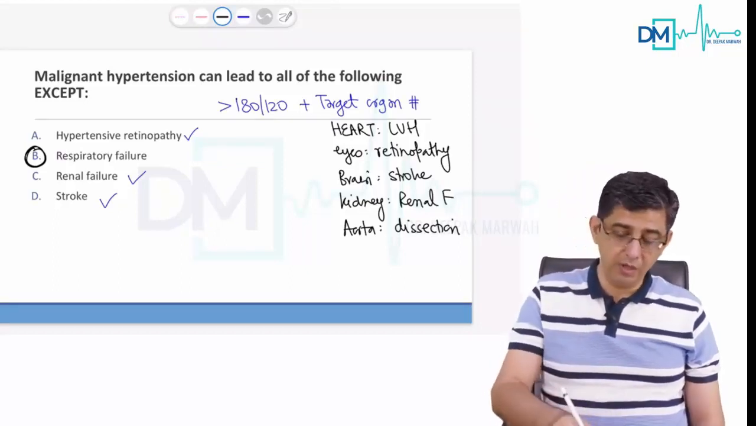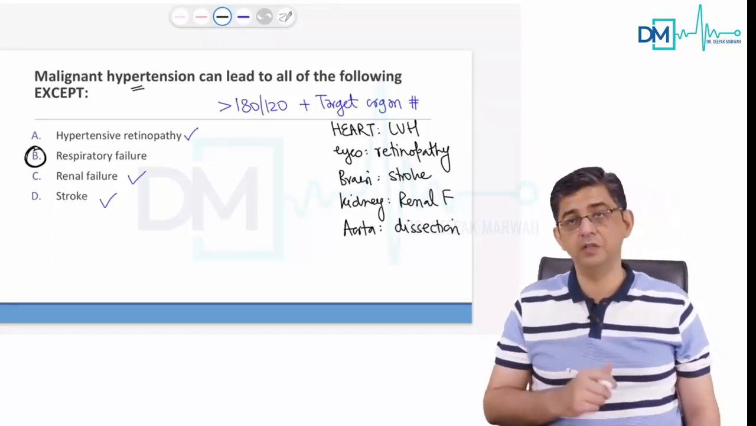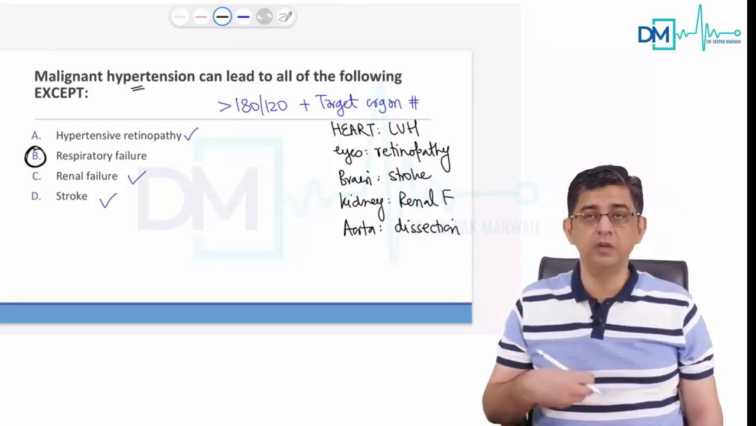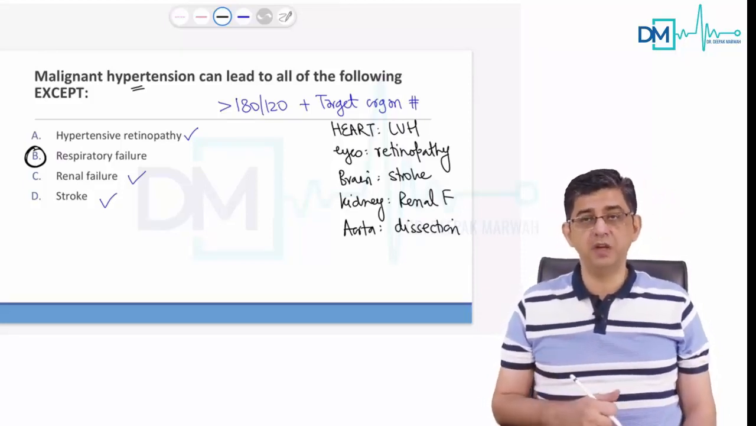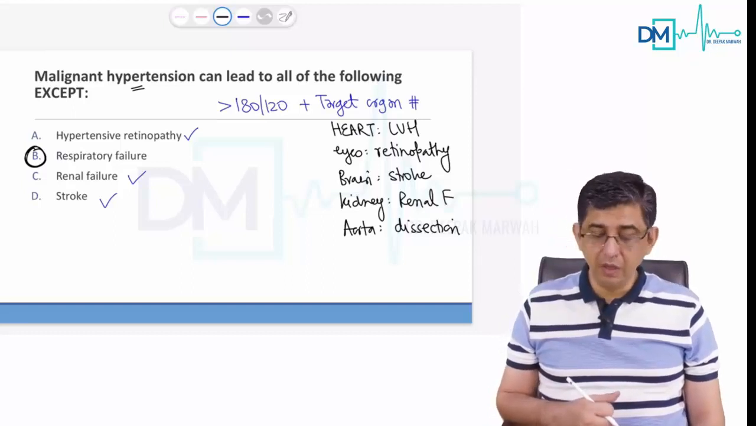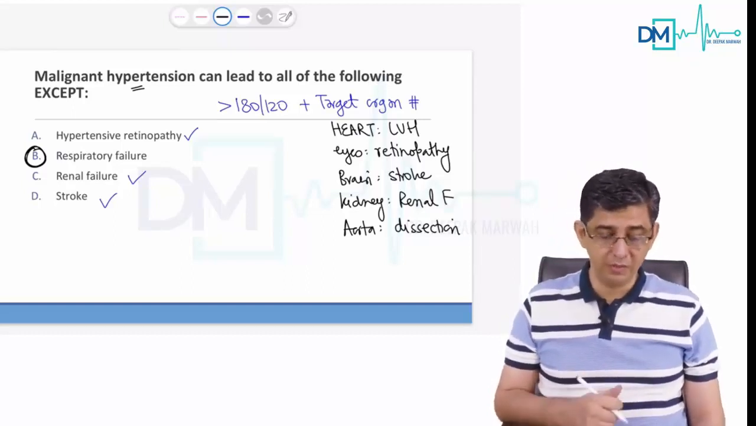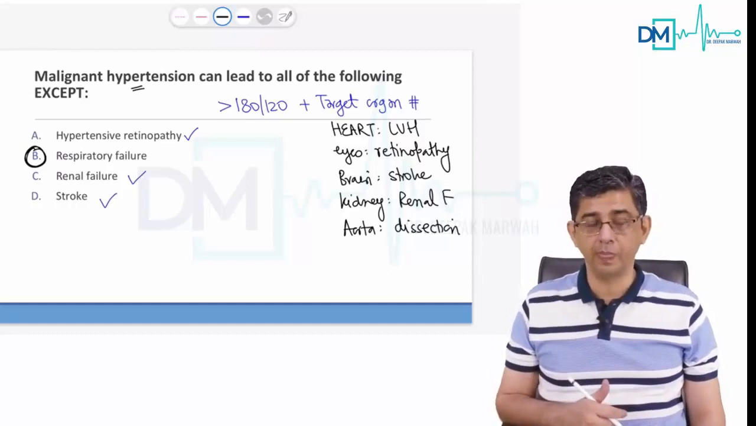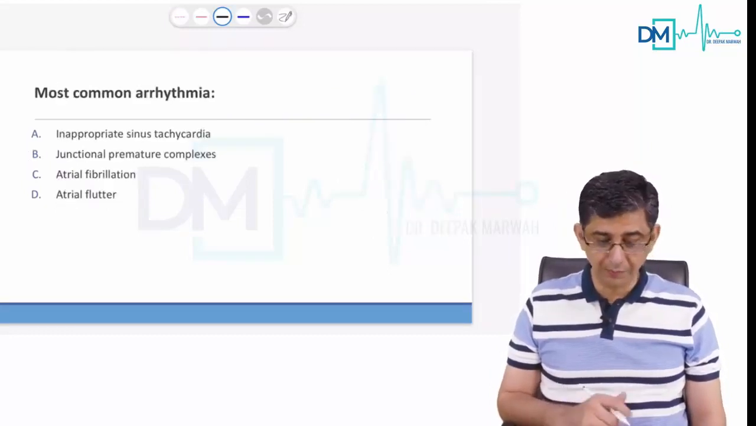My point is, guys, malignant hypertension as a word indicates that vital organs of the body, the target organs related to hypertension, are severely affected, whereas the lungs are not affected, and that is why the answer to this question is choice number B. Moving to the next question.